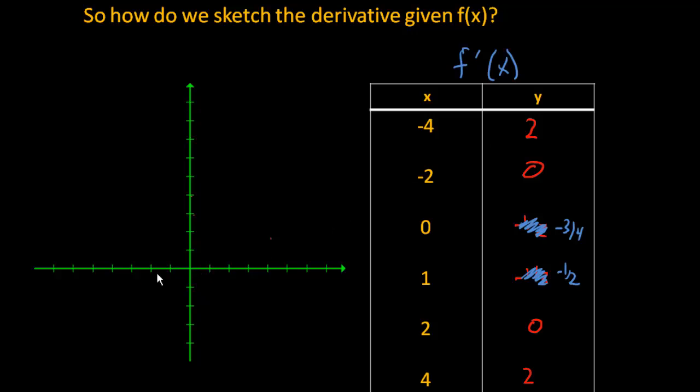So if we go to -4, 2, puts me here, and then -2, 0, 0, -3/4, that's close to there. And then 1, -1/2, 2, 0, and 4, 2. And then what you do is you'd connect the dots. Not doing it very well, but there we go. So here is f prime of x.